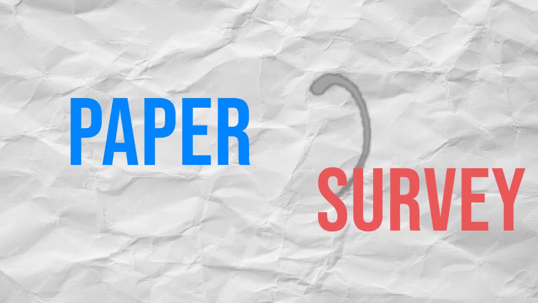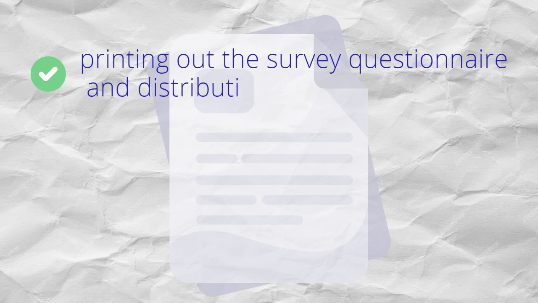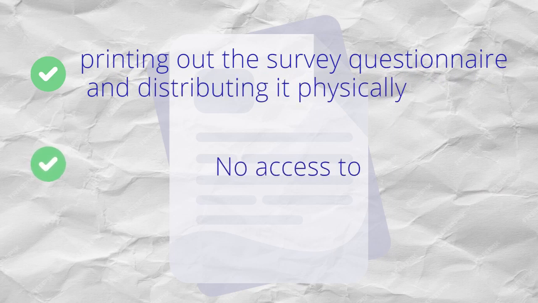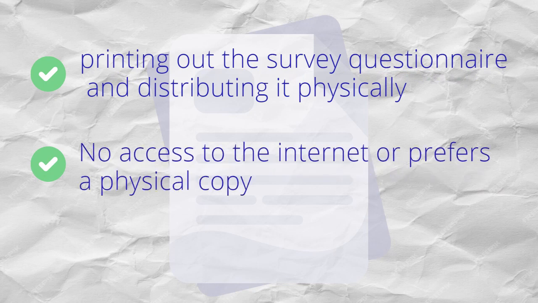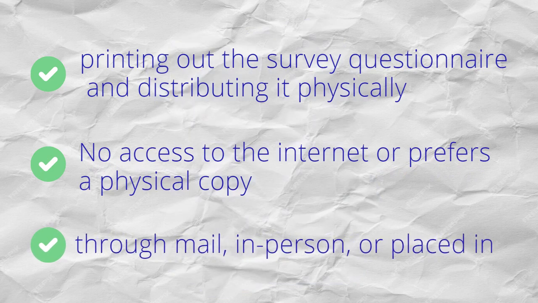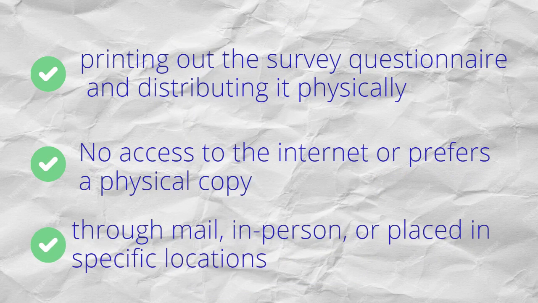2. Paper surveys. Traditional paper surveys involve printing out the survey questionnaire and distributing it physically to respondents. This method is useful when the target population does not have easy access to the internet or prefers a physical copy. Paper surveys can be distributed through mail, in person, or placed in specific locations for respondents to fill out.